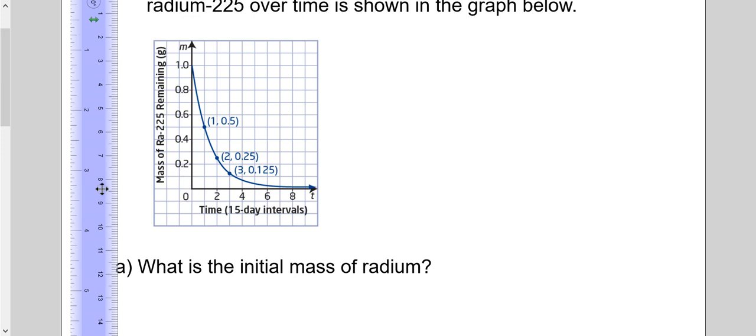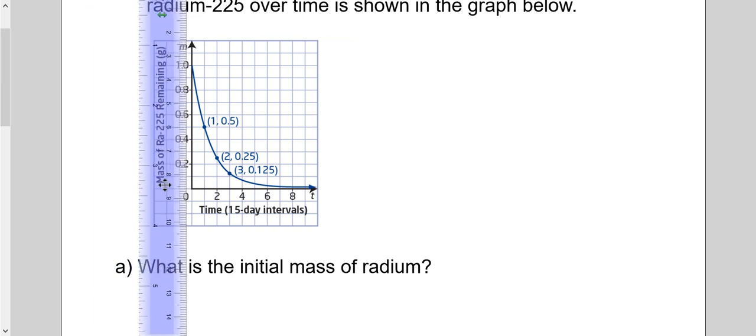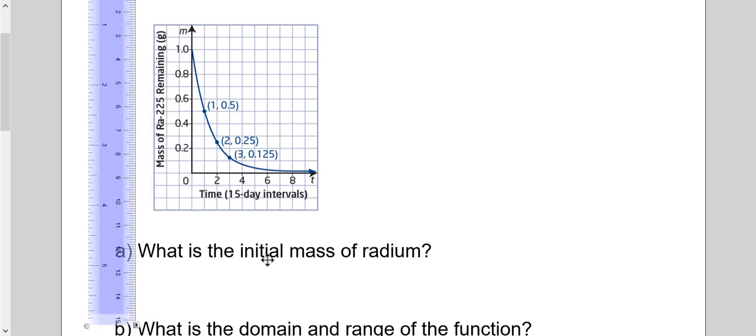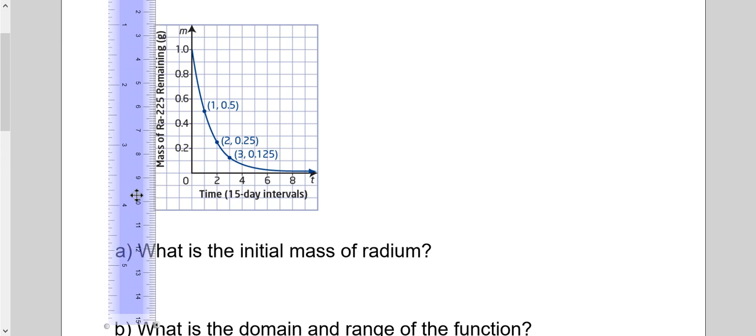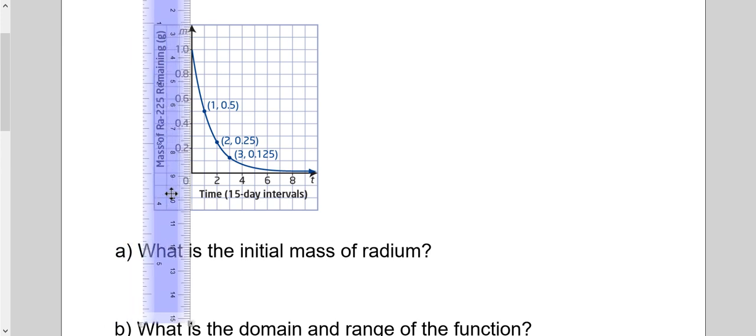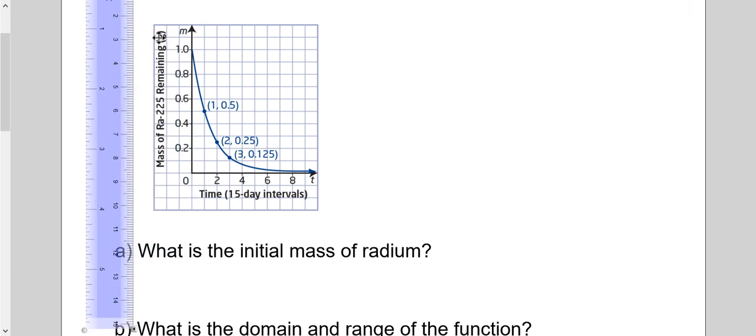So if you look at this, when time is 0, and by the way, sometimes using a ruler would help you answer some math problems. May not be algebraically, but at least graphically. So if you look at question A here, what's the initial mass of radium? So that means time is 0. So as you can see, when time is 0, the amount is 1.0 grams. Don't forget the units.